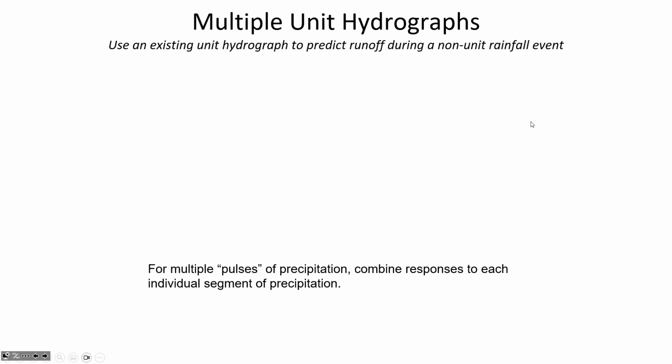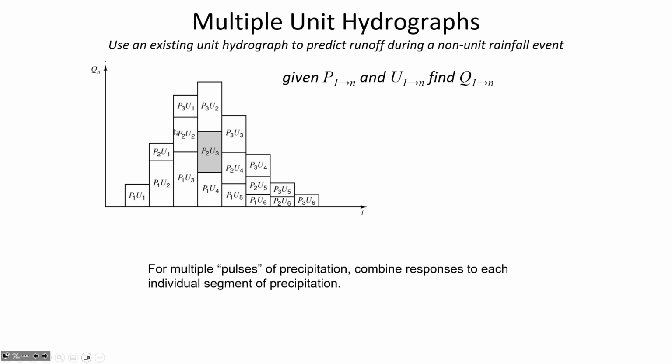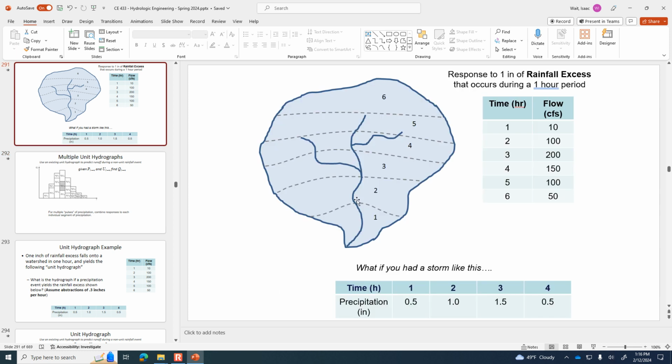So if we have multiple pulses of rainfall, and we know what the precipitation pattern is and the unit hydrograph pattern is, and we want to know the combined effect of multiple pulses of rainfall over this watershed that experiences delay, then this is kind of a graphical representation of the formula. In the first hour, you'll have only the runoff from the first zone contributing. So it'll be the precipitation during the first hour and the stream response during the first hour, which is that in the first hour, only the runoff that's coming from this area of the watershed.